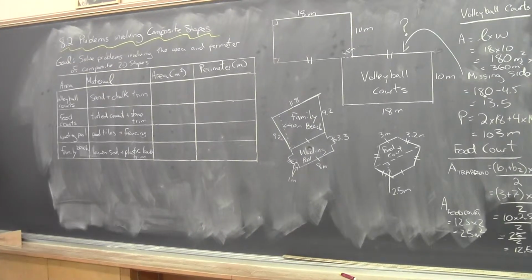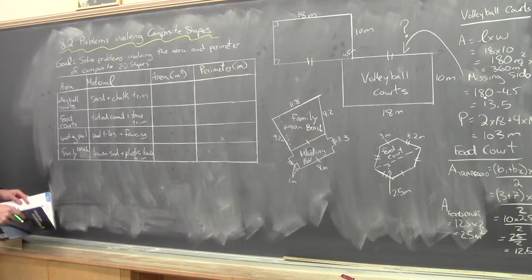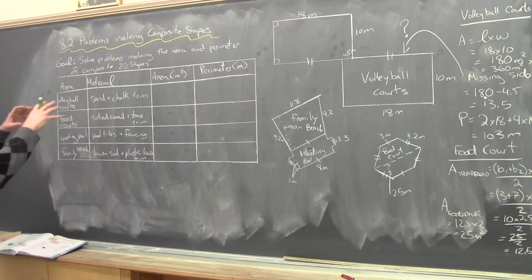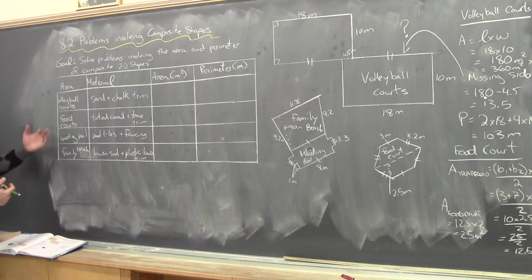Okay, this is 8.2 in the textbooks. Solve problems involving composite shapes. A lot of it's on the board. It's a very simple lesson. We're taking a complex shape and making it into smaller shapes that we're familiar with, and then we just add up the areas.